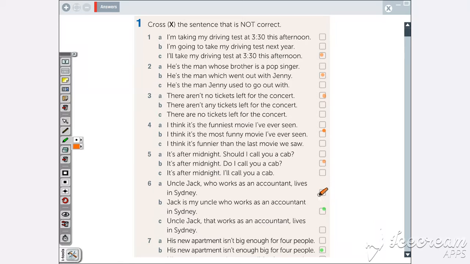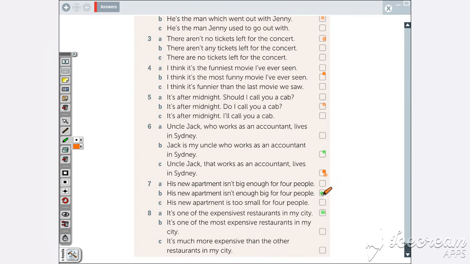The number six is going to be, let me see. No, it's going to be the letter C, okay? Why? Because "Jack does work as an accountant, lives in Sydney." It doesn't make sense, okay? The number seven, the answer is going to be, let me check, letter B. "His new apartment isn't an office for four people," this is not correct, okay? "Isn't enough." If we talk about his new apartment isn't enough, remember that we have to say it clearly when we talk about enough, okay? Number eight is going to be A. Why? "One of the expensive." You see, this expression is incorrect, so you have to use "must," okay?